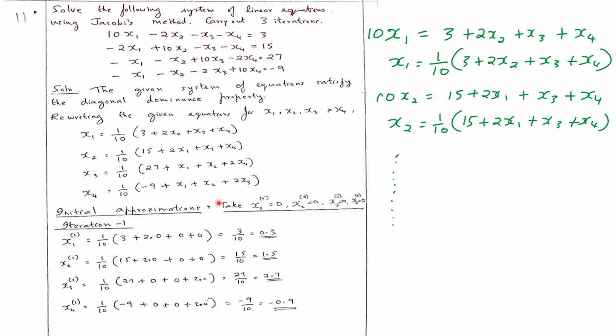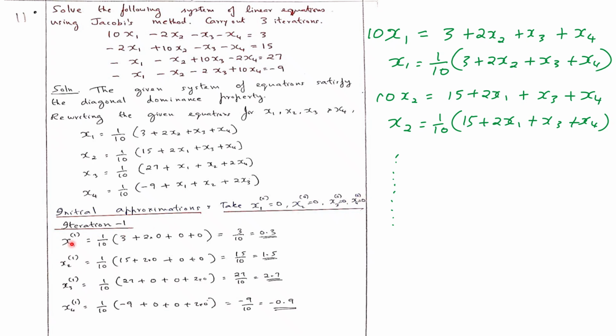Now we are asked to calculate 3 iterations. For the first iteration, there is something called the initial approximation. This means you take x1, x2, x3, x4 as 0. Since it is initial, I have written the power as 0. It is not actually a power, it is a notation, x1 to the power 0, which means the initial approximation.